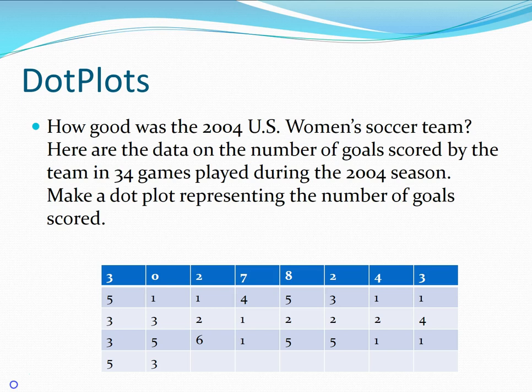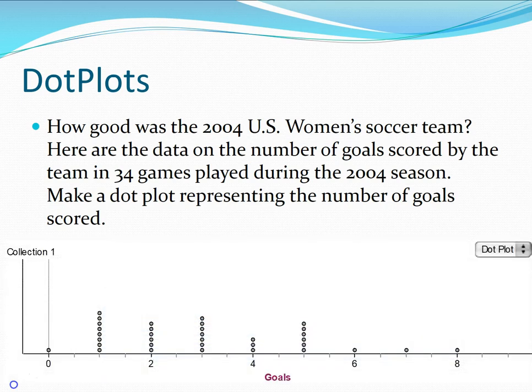In your notes, I gave you a data set that listed the number of goals scored by the U.S. women's soccer team in 34 games during the 2004 season. So we're going to make a dot plot to represent the number of goals scored. Here's what it looks like.